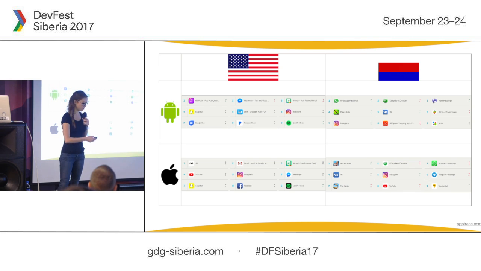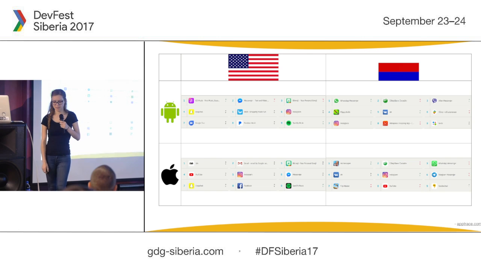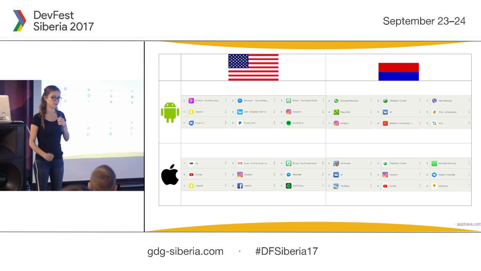If you want to download or check this out yourself, apptrace.com is your address. Super nice, all the countries in the world, completely free. Next slide, I'm going to show you the same for Kenya and Zimbabwe. Take a second to guess what kind of apps you're going to see there.